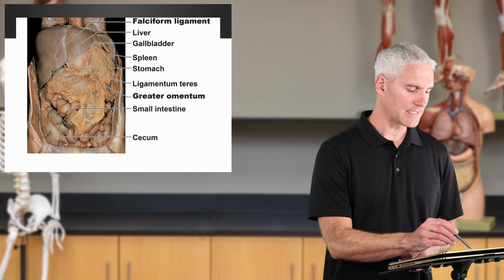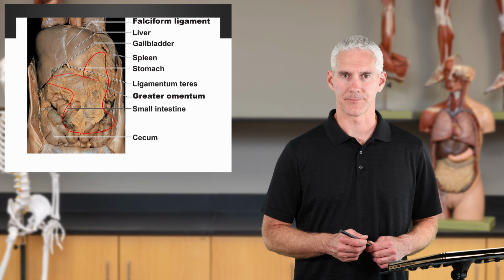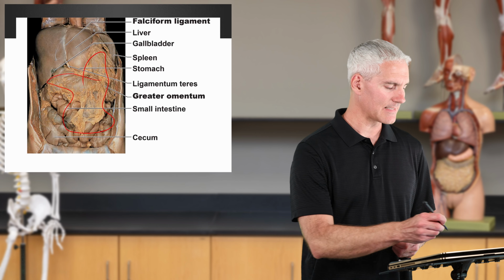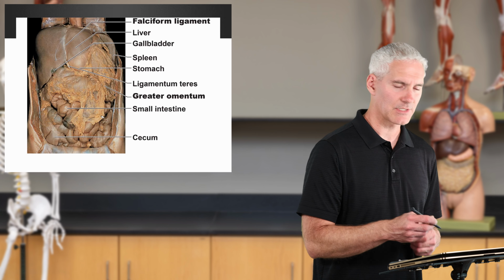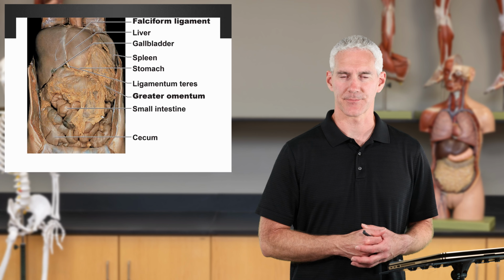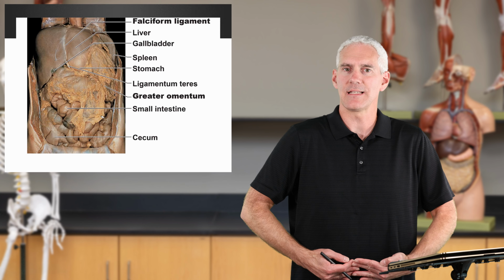So you can kind of see this whole thing right here is all greater omentum. Now in this dissection, it is kind of missing. It would normally come all the way down. So there is a little bit that was torn up and moved as they went through the dissection. But it's just this membrane that covers the entire intestinal area.